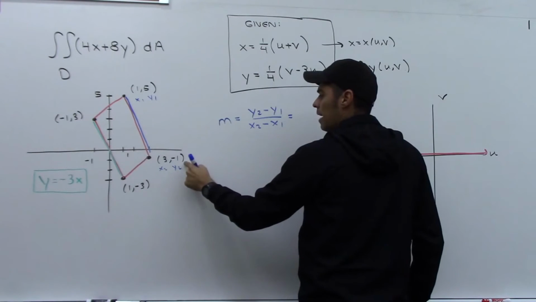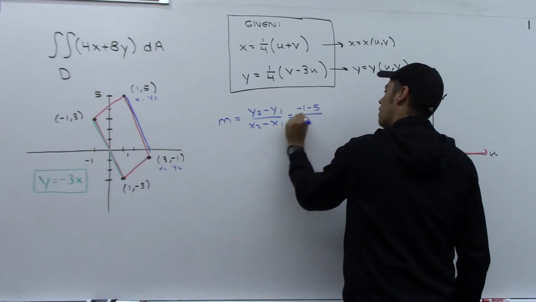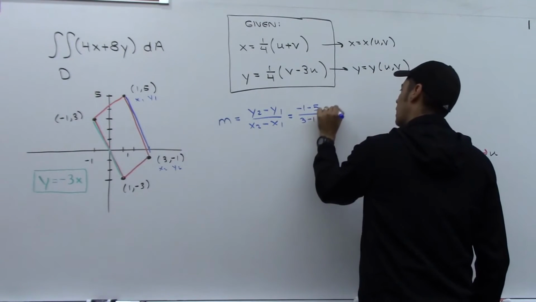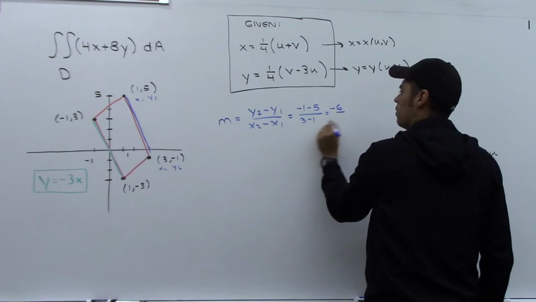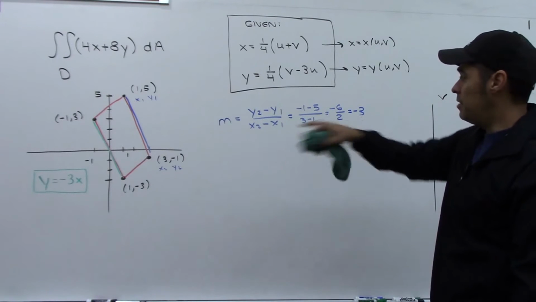So if I do negative 1 minus 5 over 3 minus 1, I get negative 6 over 2, which is negative 3. So the slope of that line segment is negative 3.